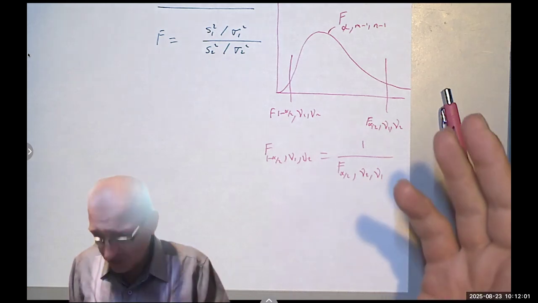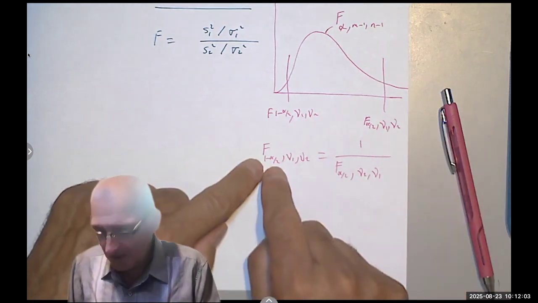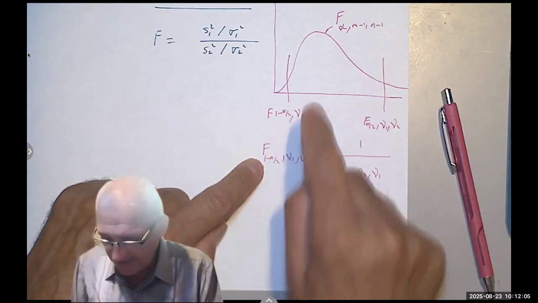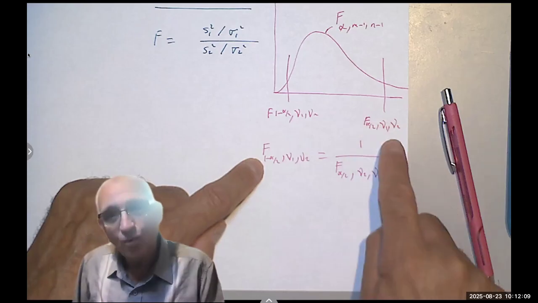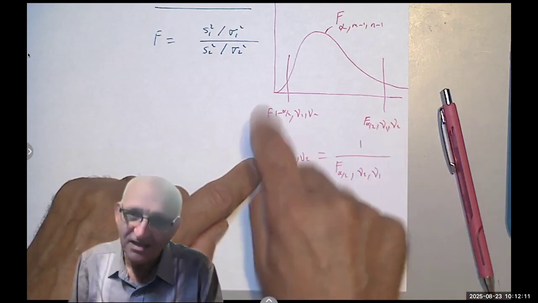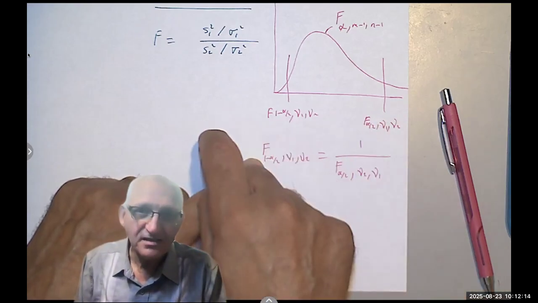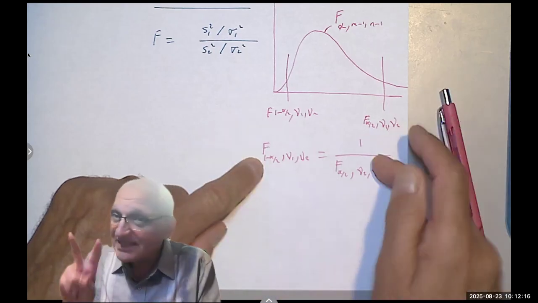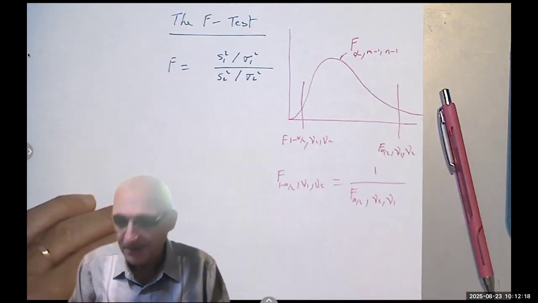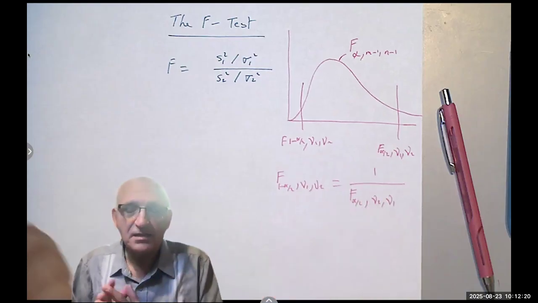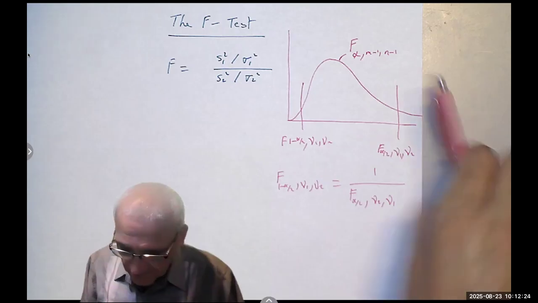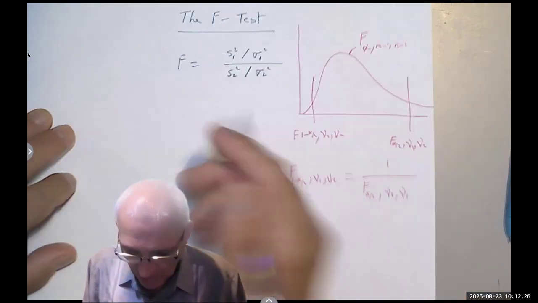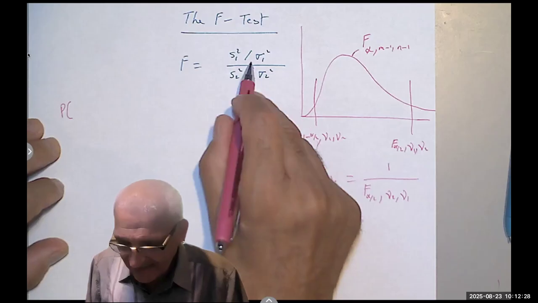So now I don't need to show you the cumulative F value at 0.9 or 0.95. If I know 1, 5, and 10, I can find 90, 95, and 99 by just taking the reciprocal, but I make sure I reverse the degrees of freedom.